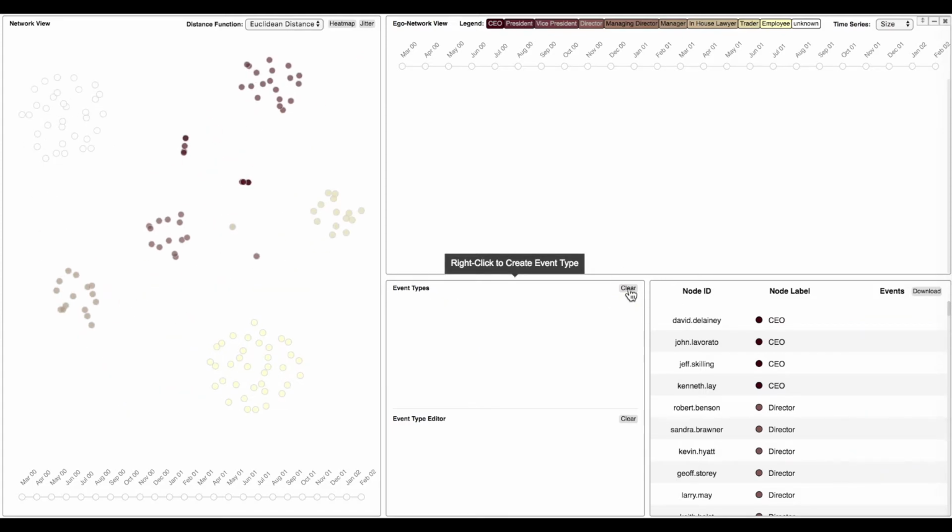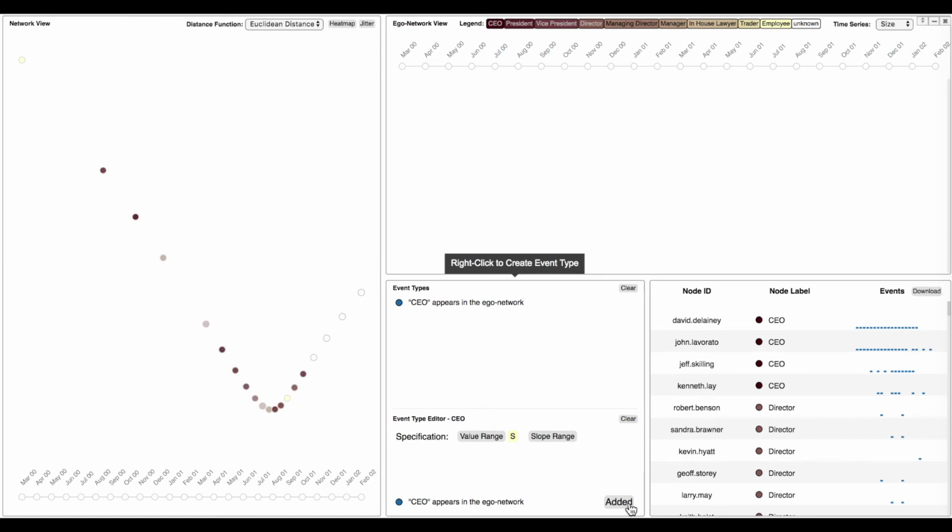Finally, the analyst wants to investigate the communication patterns in Enron: who are those who communicate a lot with CEOs, presidents, and vice presidents, and who are those who mainly communicate with the low-level employees. She uses the shortcut to create the event type CEO appears in the ego network. Sally Beck is an outlier as she has many blue pixels, indicating that she communicates a lot with the CEOs.